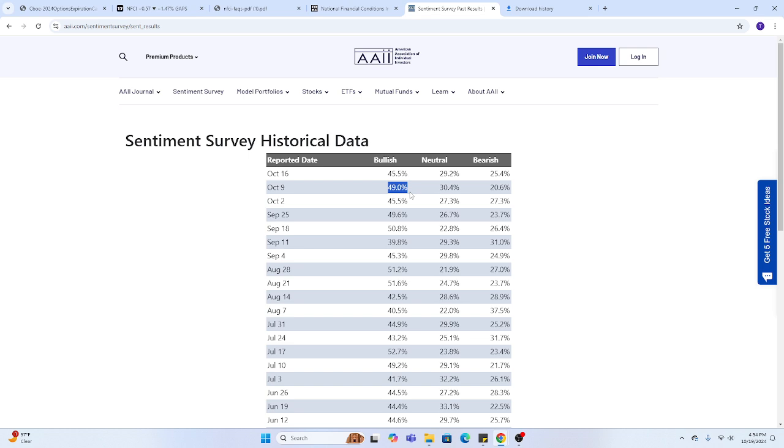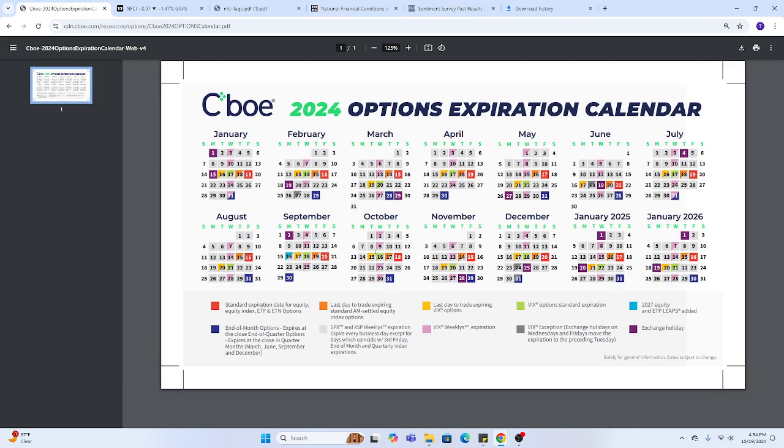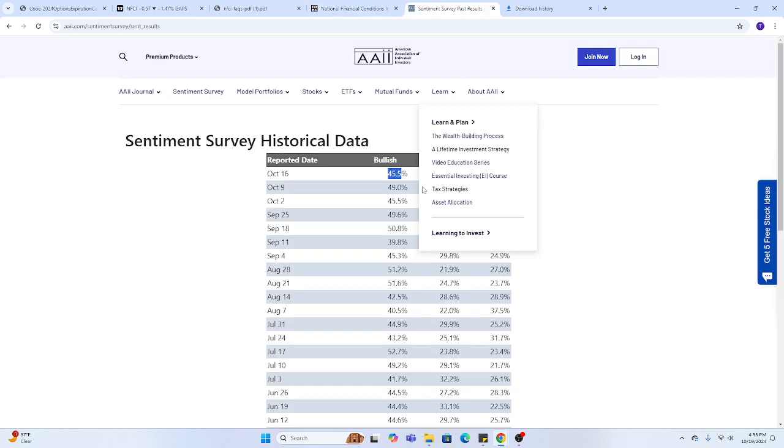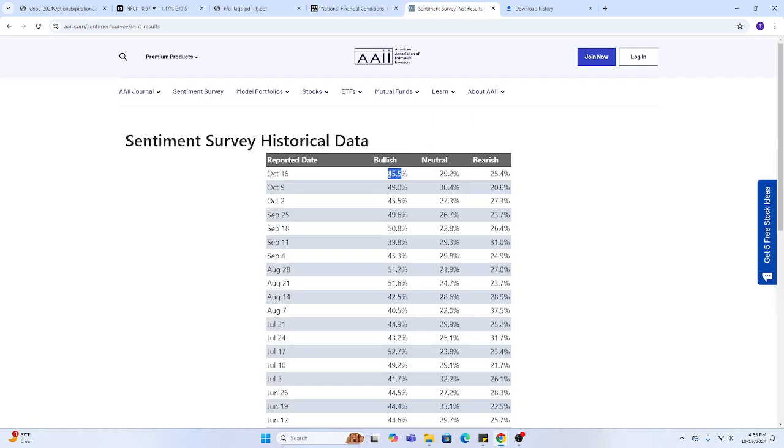So we were more bullish than this week. We got a little more bullish, and then going into the 16th, we got a little less bullish. And why is that? Well, guess what we had? We had option expiration. Obviously, the individuals that take this survey know that's going to come up in the week ahead. So we're going to be a little less bullish.